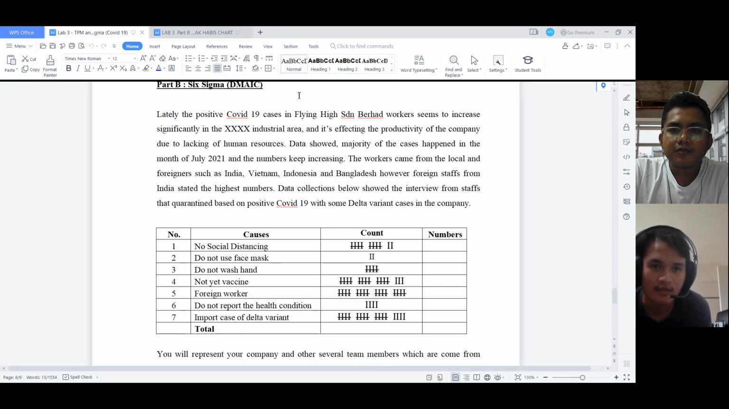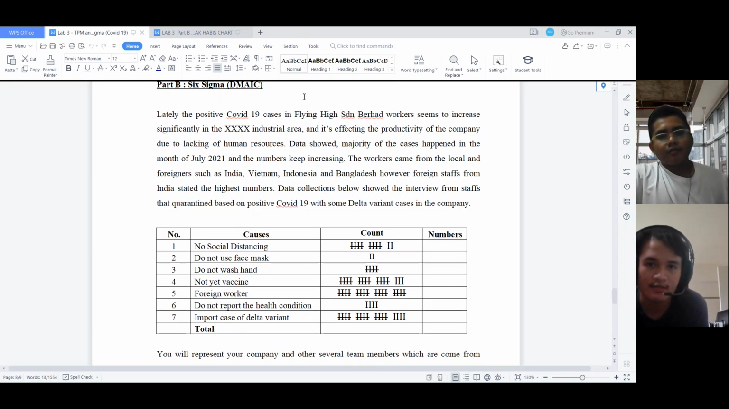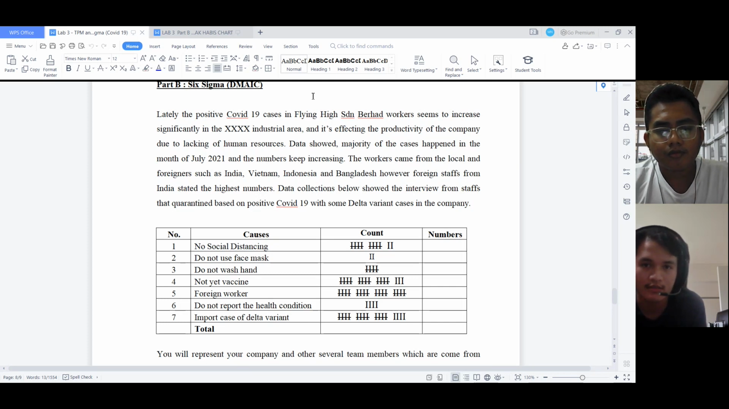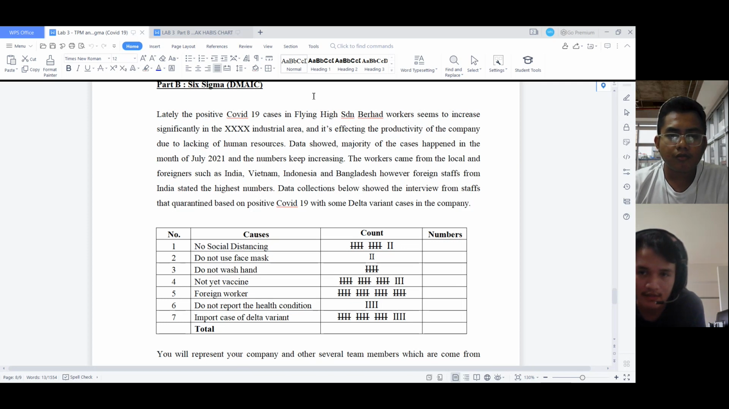So the question is, lately the positive COVID-19 cases among Flying High Sdn Bhd workers seem to have increased significantly in the XXX industrial area and are affecting the productivity of the company due to a lack of human resources. Data shows the majority of the cases happened in the month of July 2021 and the number keeps increasing. The workers came from local and foreign backgrounds such as India, Vietnam, Indonesia, and Bangladesh. However, foreign staff from India recorded the highest numbers.